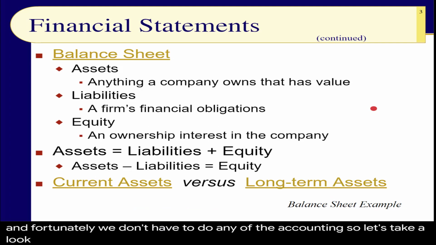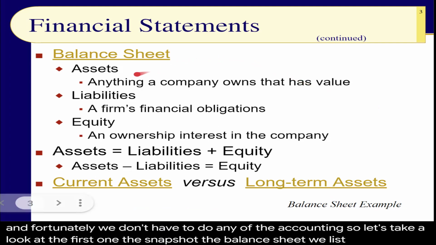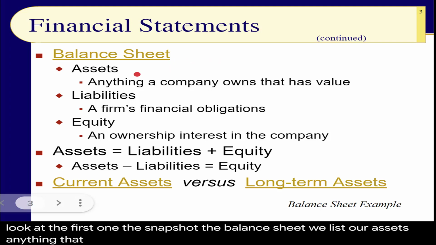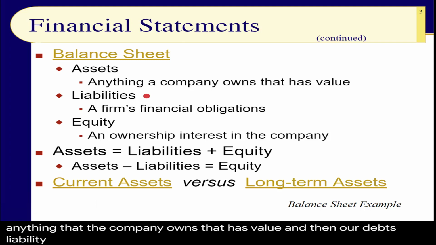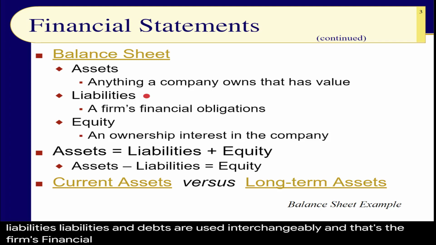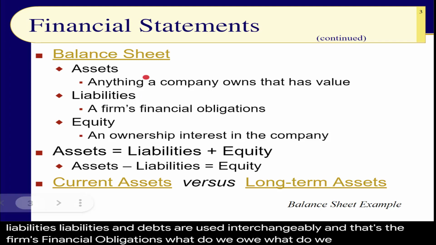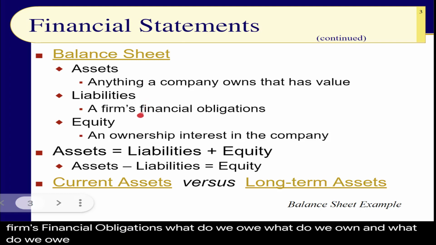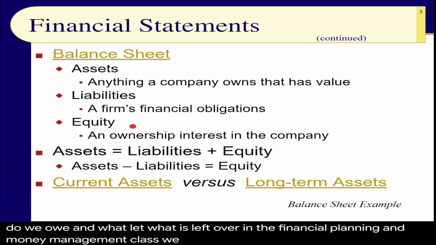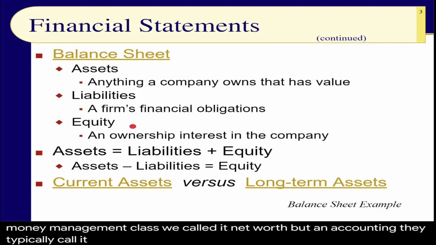So let's take a look at the first one, the snapshot, the balance sheet. We list our assets, anything that a company owns that has value, and then our debts, liabilities. Liabilities and debts are used interchangeably. And that's the firm's financial obligations. What do we owe? What do we own? And what do we owe? And what is left over? In the financial planning and money management class, we called it net worth. But in accounting, they typically call it equity.